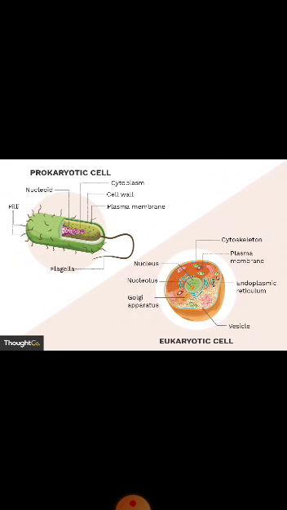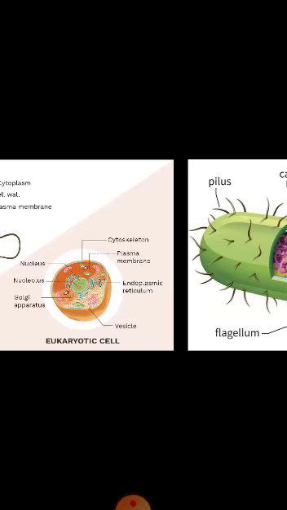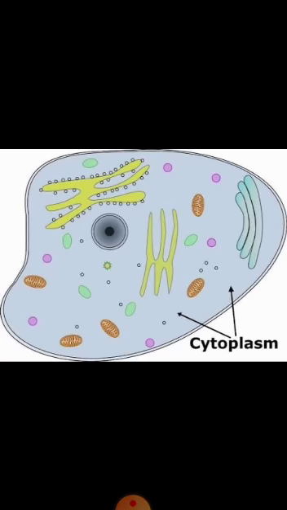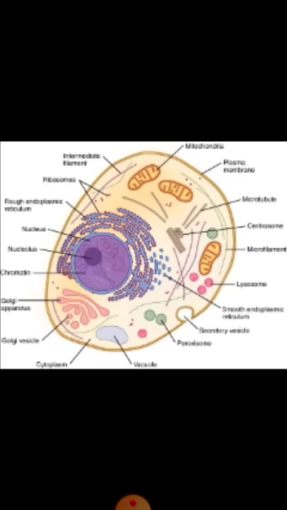Other than the nucleus and the cell membrane, the third important component is the cytoplasm. So, let us learn about cytoplasm. Cytoplasm is the jelly-like substance which is present inside the cell. It contains many cell organelles embedded in it. So, let us see what are the cell organelles.